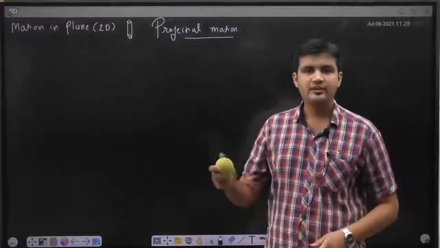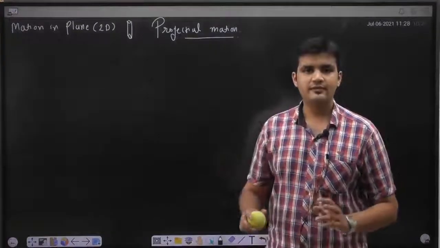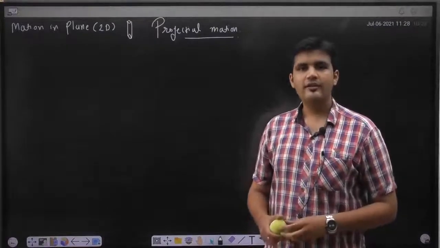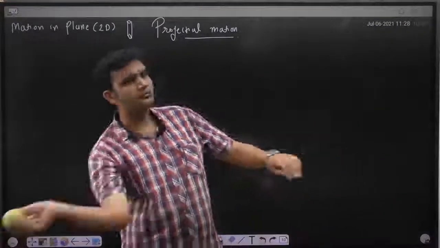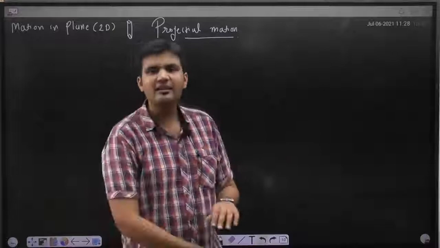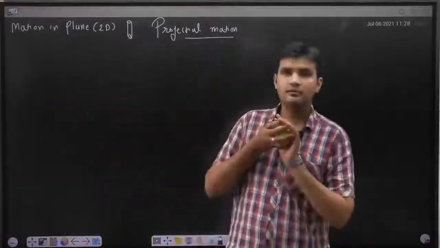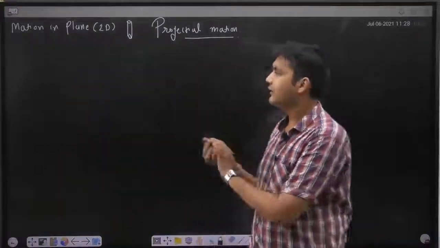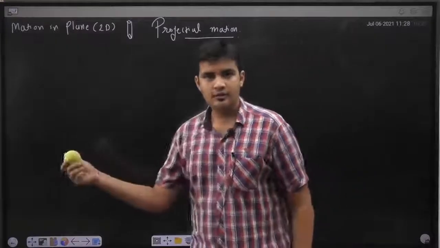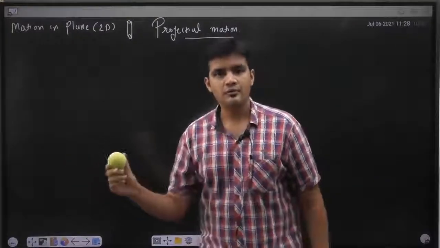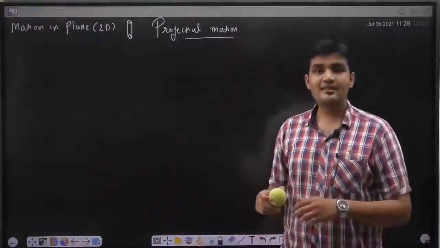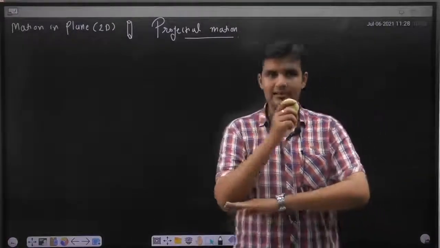So this is the ball. Now if there is a possibility that I can throw this ball like that, something like that, right? So this motion we are going to learn. Some projectile is there, then they are going to fire this projectile at some angle with horizontal.